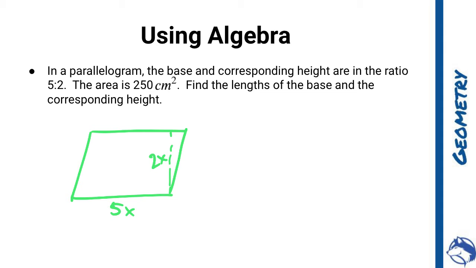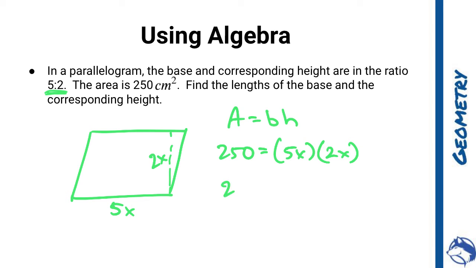when it's times 2. So what I do is I'm basically taking this ratio and I'm labeling it 5x and 2x on the figure. And so now all I have to say is that the area is equal to base times height. Well, the area we know is 250 centimeters squared. The base is 5 times some factor, and the height is 2 times some factor. So 250 is equal to 10x squared.